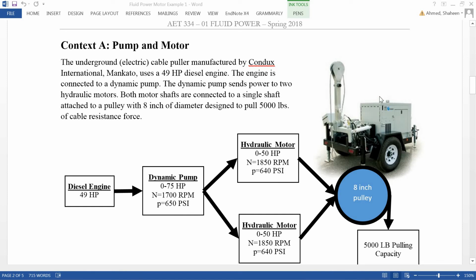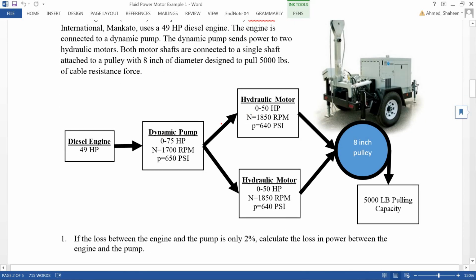This is an underground cable puller. It is manufactured by Conduct International here at Mankato. It uses a 49 horsepower diesel engine, and the capacity of this puller is 5,000 pounds. These are the only two pieces of information I have available for this system, and all the other stuff is kind of made up. I can't have all these design specifications.